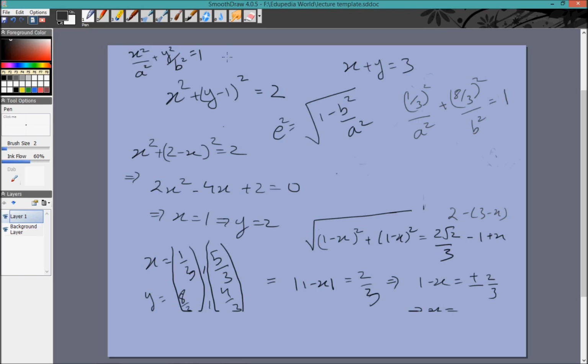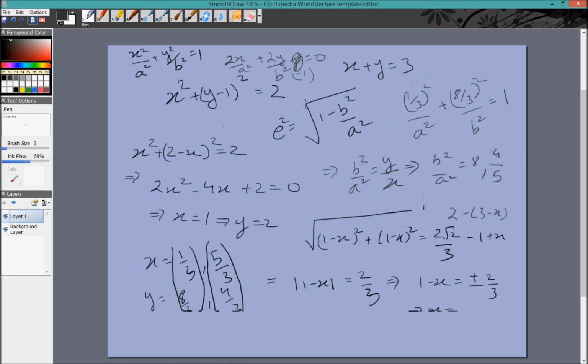If we differentiate this, we get 2x by a squared plus 2y by b squared y dash is equal to 0. The tangent at this point is x plus y equal to 3, so y is equal to 3 minus x, so the derivative y dash is minus 1. From that I can see that b squared by a squared is equal to y by x at this point. So for this it can be 8, or it can be 4 by 5. Using these two I can find the eccentricities.